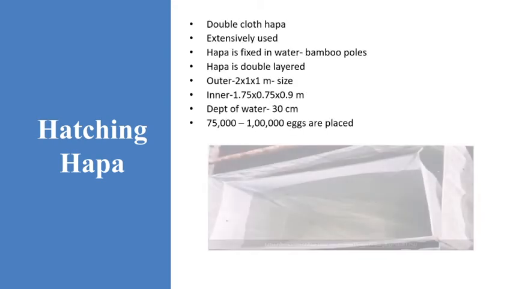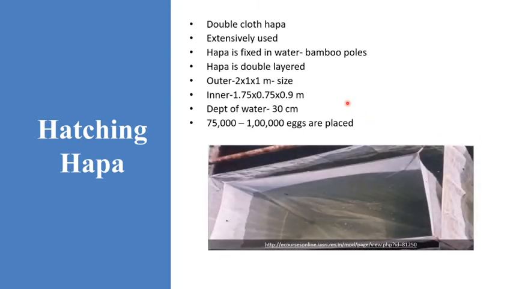Let us learn about hatching hapas. The hatching hapas are extensively used. They are double cloth hatching hapas. The hapa is fixed in the water with the help of bamboo poles in shallow waters. This hapa is double walled, with an outer wall made of either thin or coarse muslin cloth and an inner wall made of round mesh mosquito netting cloth.